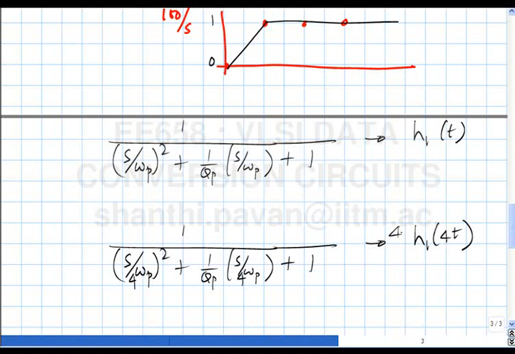You understand? So if you make every component in a network twice as fast, and if you keep everything topologically the same, then what would take a time t earlier would happen now at time t by 2, right? So, that's all that this is saying. You understand?